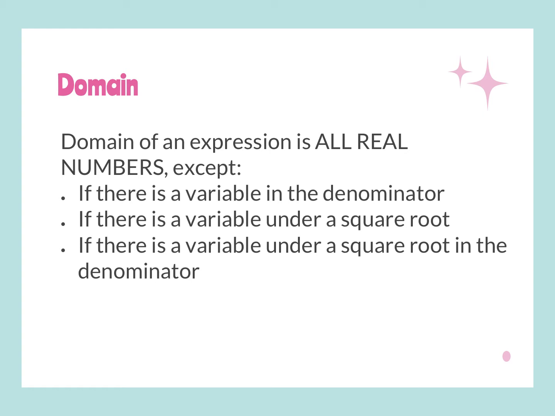If there's a variable under the square root, we don't want a negative square root, so we would eliminate that. If there is a variable under a square root in the denominator, we would also eliminate that value. So we'll see more of this coming up. Right now, not in today's lesson, but just understand that always start out by assuming that the domain of an expression is all real numbers, except for these 3 scenarios, and then when we start to see them, we'll talk about them. So let's start right in simplifying our fractions.